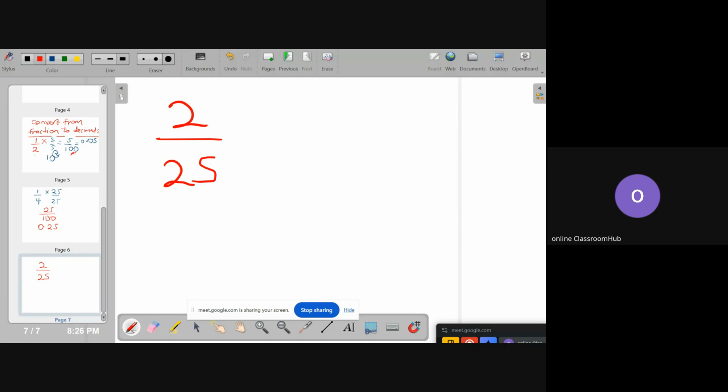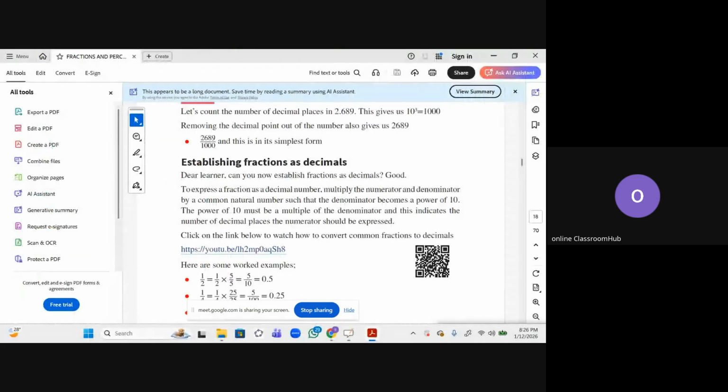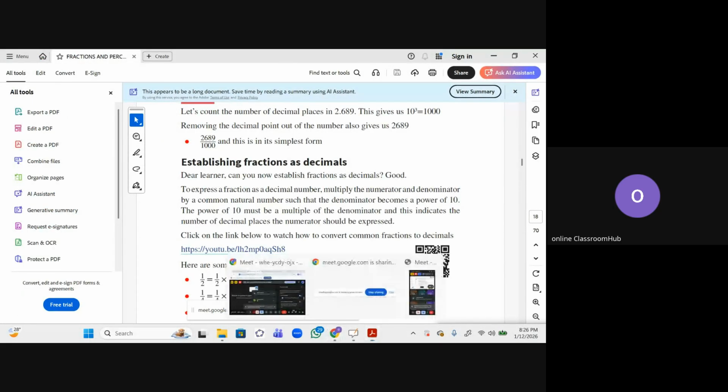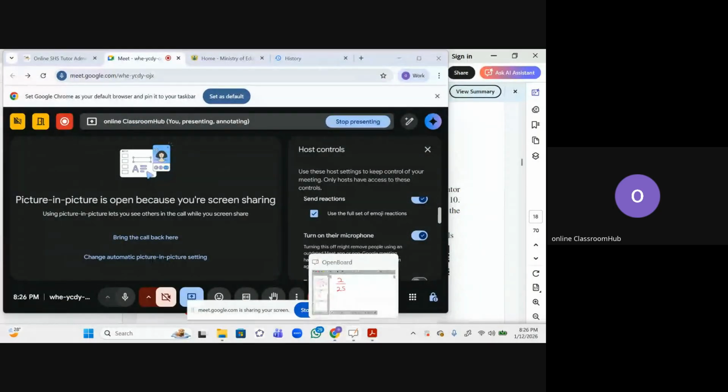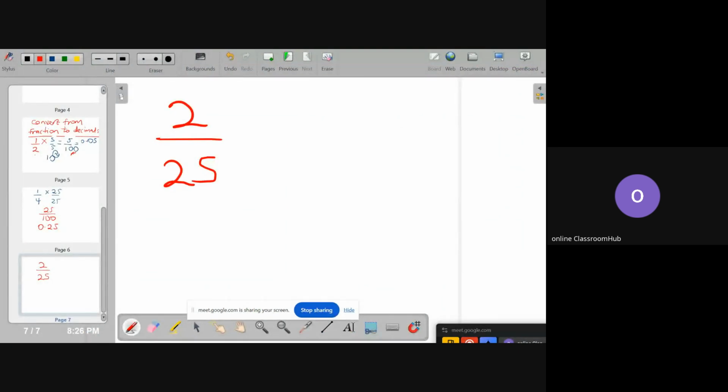You are going to convert this to decimal. Don't use calculator, please. What are we getting?